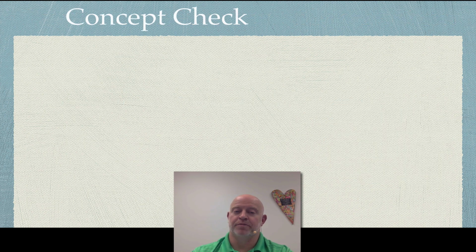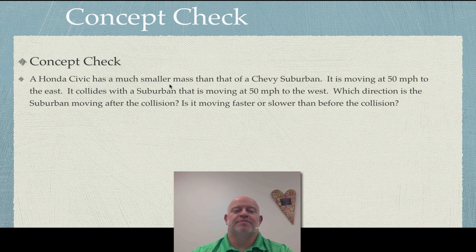All right, so here we go. First of all, let's do a concept check. A Honda Civic has a much smaller mass than a Chevy Suburban. So Civic is low mass, Suburban high mass. The Civic is moving at 50 miles per hour to the east and collides with the Suburban moving 50 miles per hour to the west. That's good to know because if we make this a positive 50 miles per hour, this would be a negative 50 miles per hour, because they're going in opposite directions.